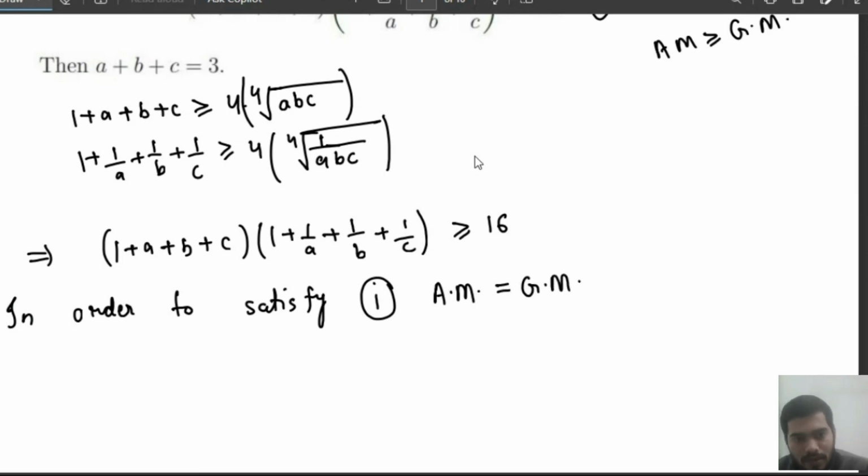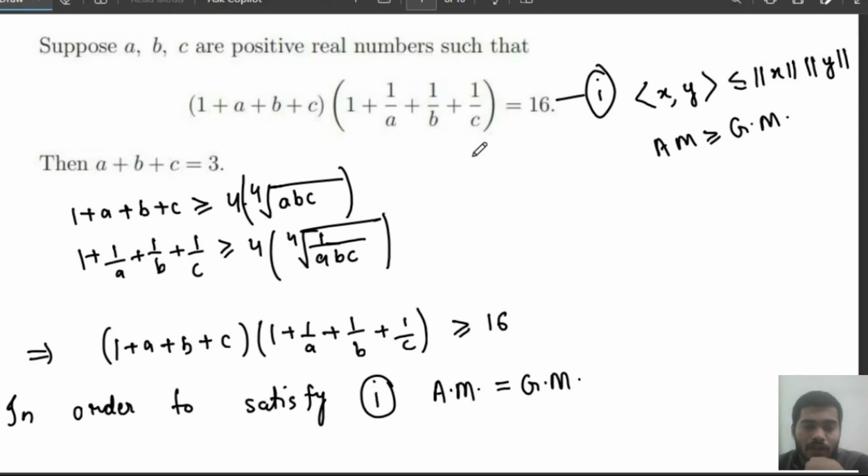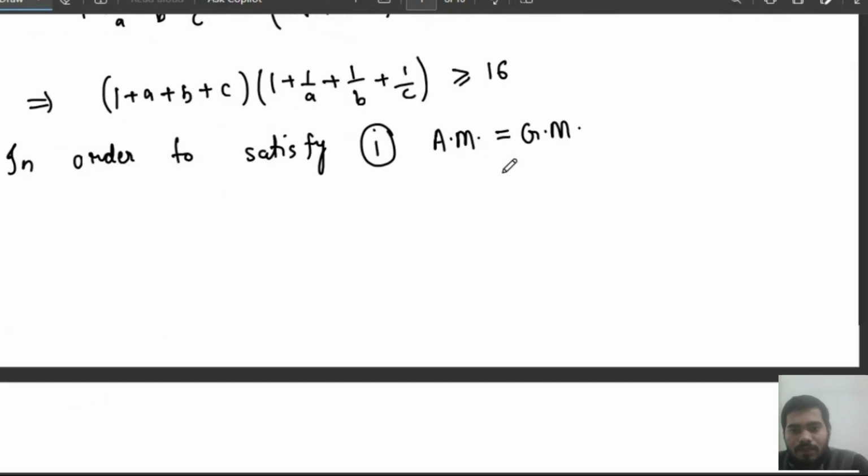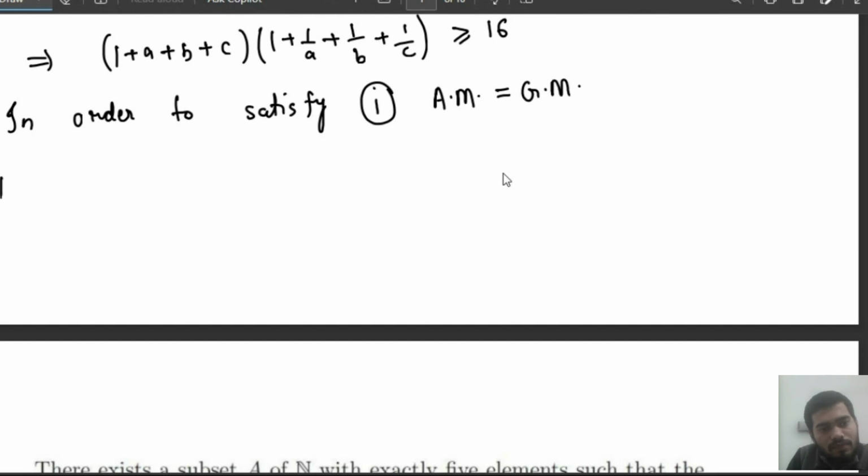right? Because when I applied AM-GM inequality, it is automatically coming as this quantity is greater than or equal to 16. It means it has the least value 16. And we want it to be equal to its least value. So the only case when it could happen is when AM is equal to GM. Now, can somebody tell me when equality comes in AM-GM inequality? If all the terms are equal. A equal to B equal to C. Yeah.